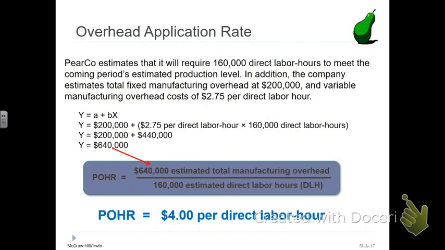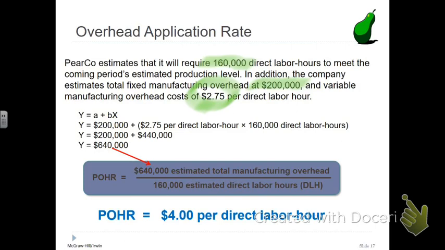Okay, and this is very common for how a firm would go about doing something like this. They think that next year, i.e. the upcoming period, they're going to use 160,000 direct labor hours. The company estimates that its fixed costs are going to be 200 grand, and its variable costs in this case are $2.75 per labor hour.